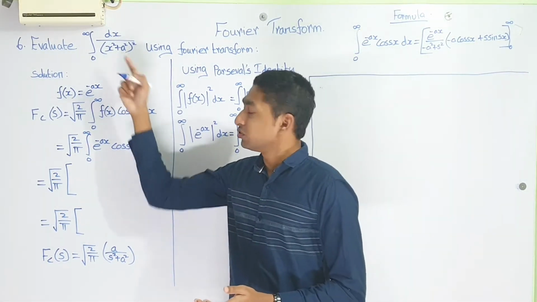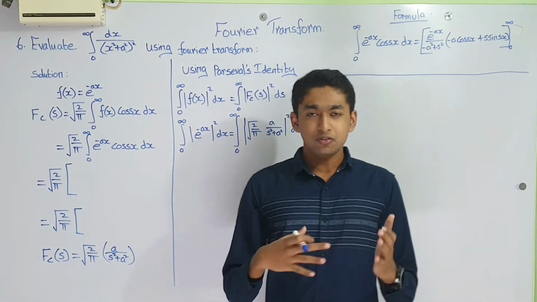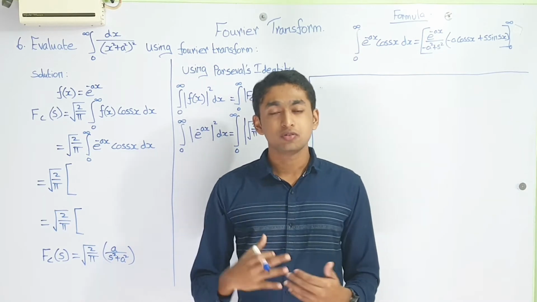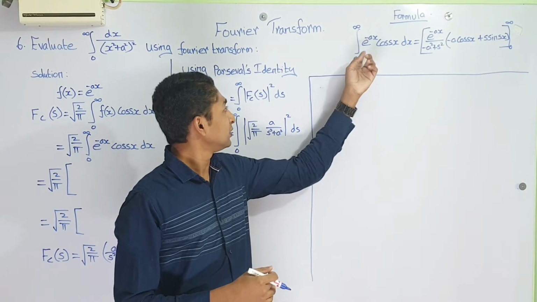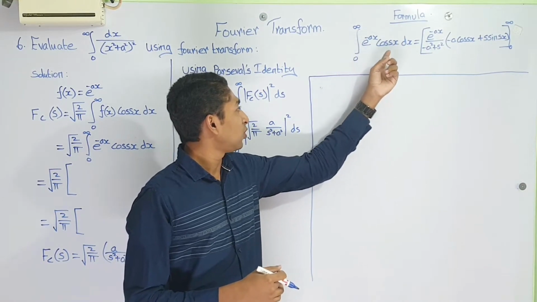So this is Fourier cosine transform. Before that we need to study a formula for Fourier cosine transform, and here it is. So by observing it, e power minus ax cos xs dx.